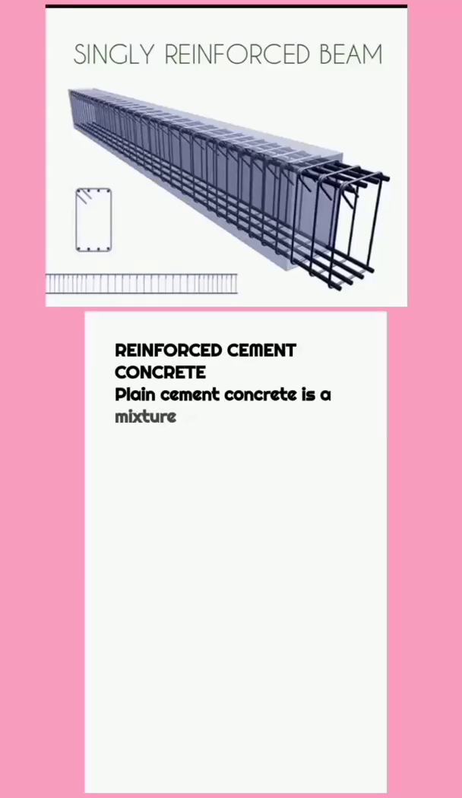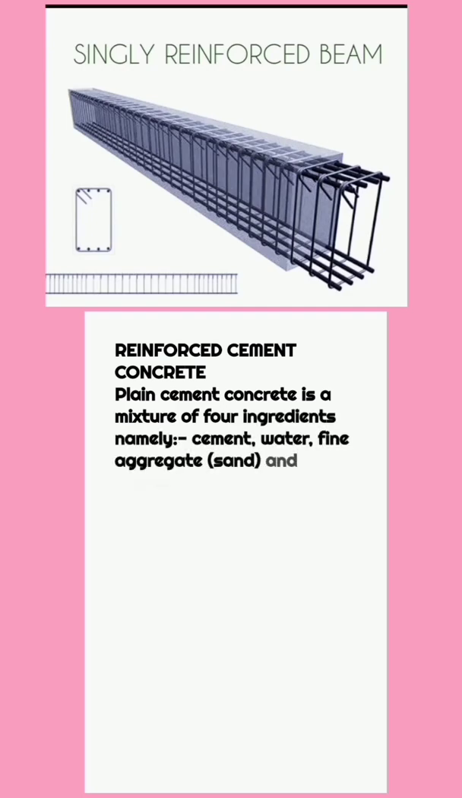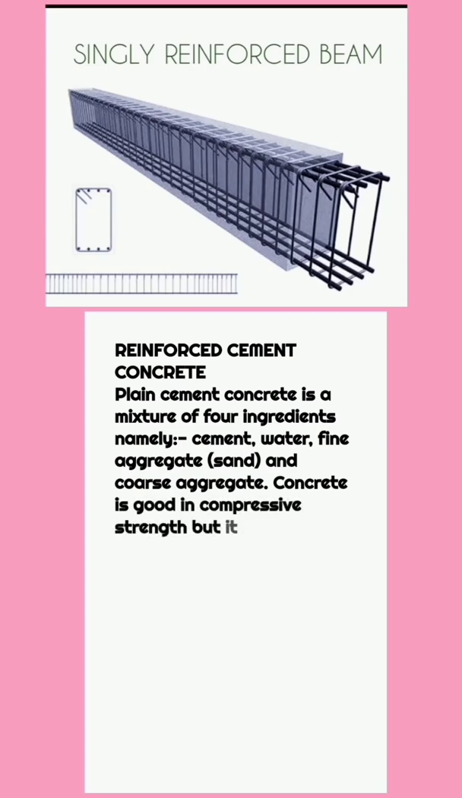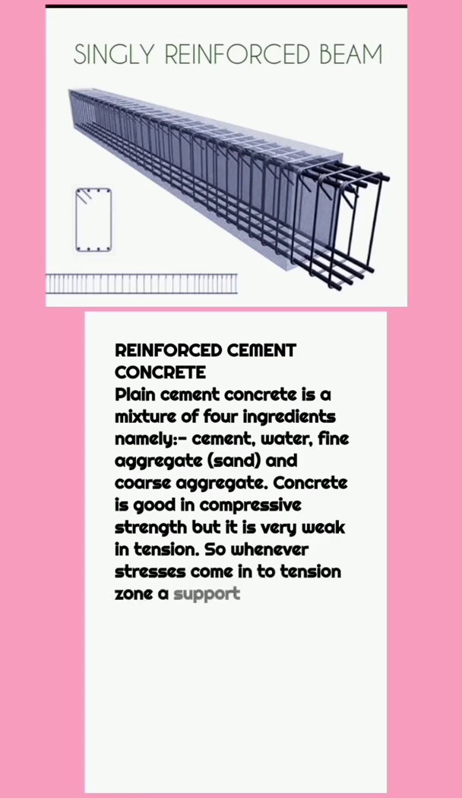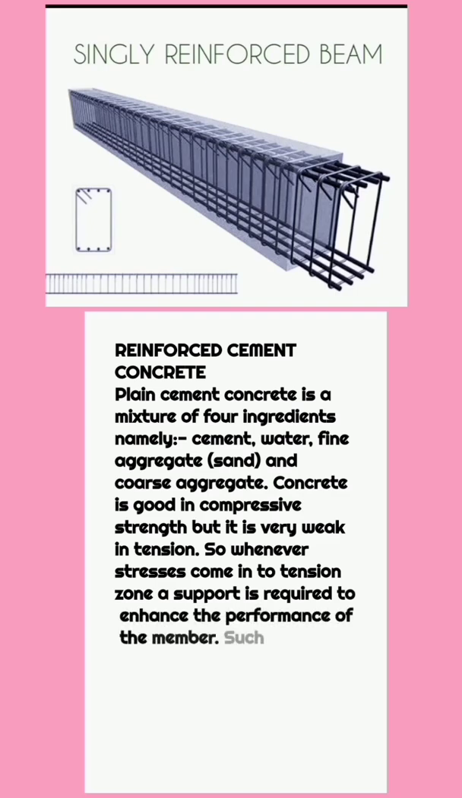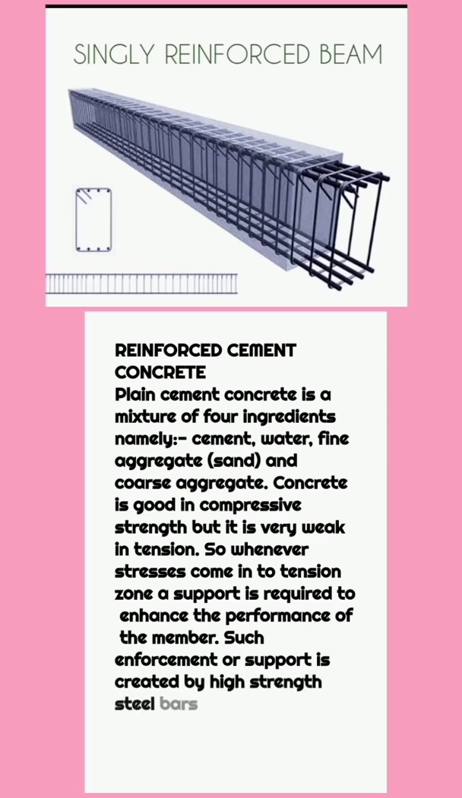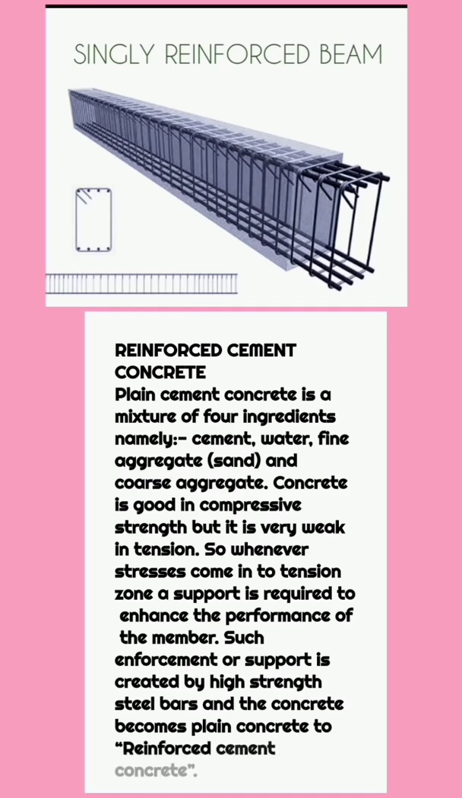Reinforced cement concrete. Plain cement concrete is a mixture of four ingredients, namely cement, water, fine aggregate (sand), and coarse aggregate. Concrete is good in compressive strength, but it is very weak in tension. So whenever stresses come into the tension zone, a support is required to enhance the performance of the member. Such reinforcement or support is created by high-strength steel bars, and the concrete becomes reinforced cement concrete from plain concrete.